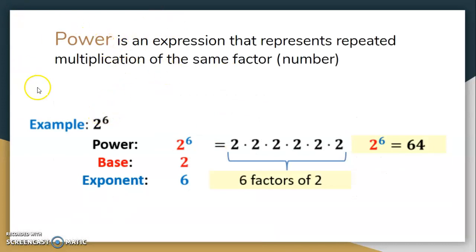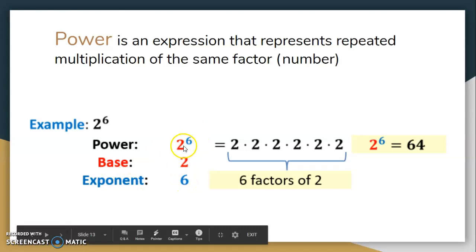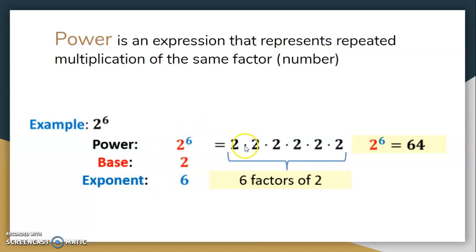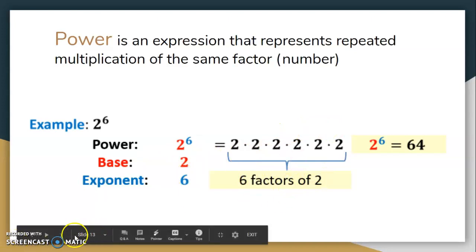So an example is 2 to the 6th power. The exponent is in blue and the base is in red, and you're multiplying 2 by itself 6 times to get 64. So 2 times 2 is 4, times 2 is 8, times 2 is 16, times 2 is 32, times 2 is 64. So 6 factors of 2 is a way that could be expressed using words.